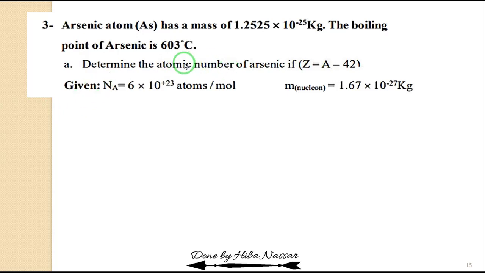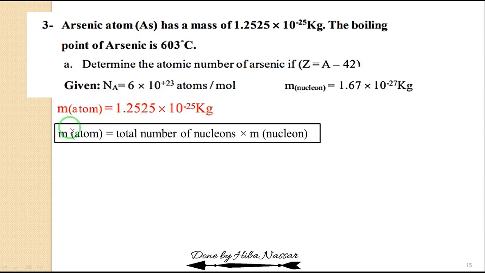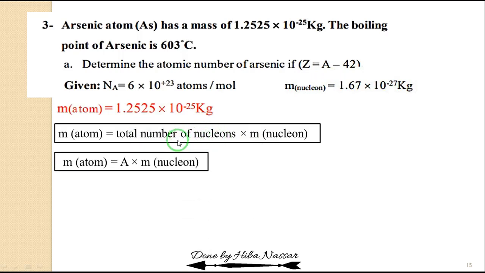So here, in order to calculate the atomic number, first of all you have to find the mass number, capital letter A. Looking at the given information, you have only the total mass of the atom, which is equal to 1.2525 times 10 to the power minus 25 kilogram, and we can say that the total mass of the atom is equal to the total number of its nucleons times the mass of each nucleon, which is given for you. The total number of nucleons represents the mass number, which is A, the total number of protons and neutrons.